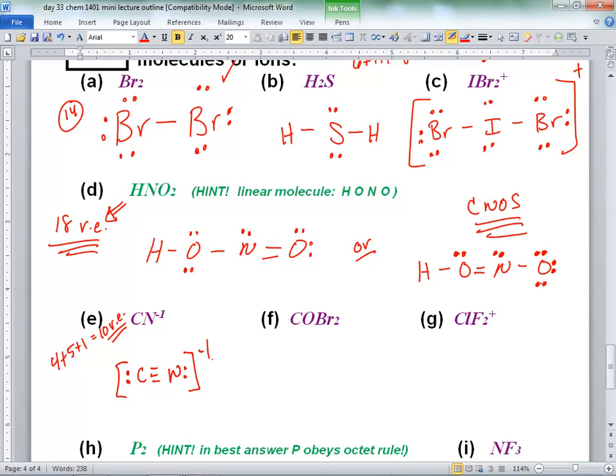And how many electrons do you have to work with? So make octets on everything. Anything left over, put it on the middle atom. That's the guiding rule there.